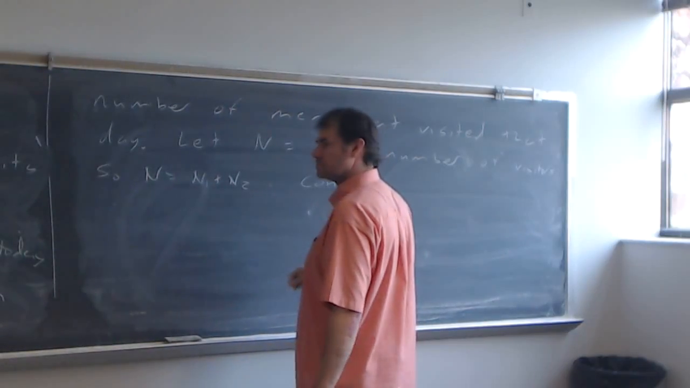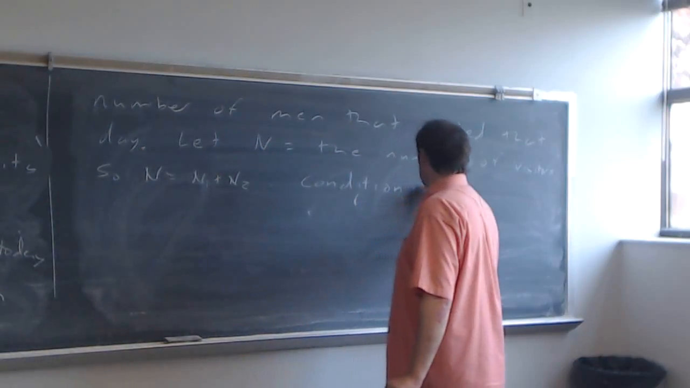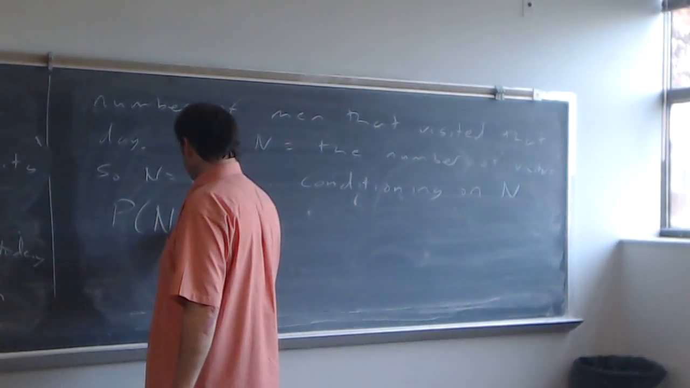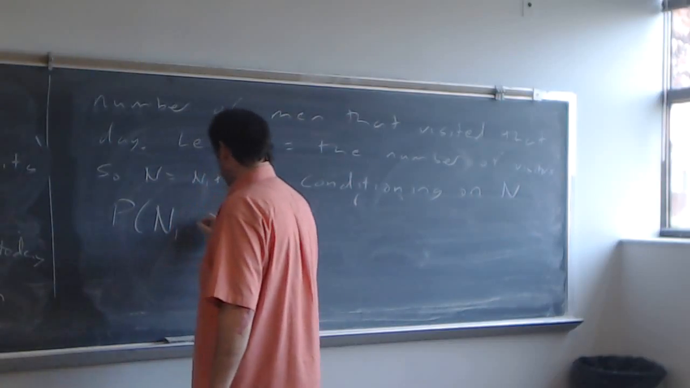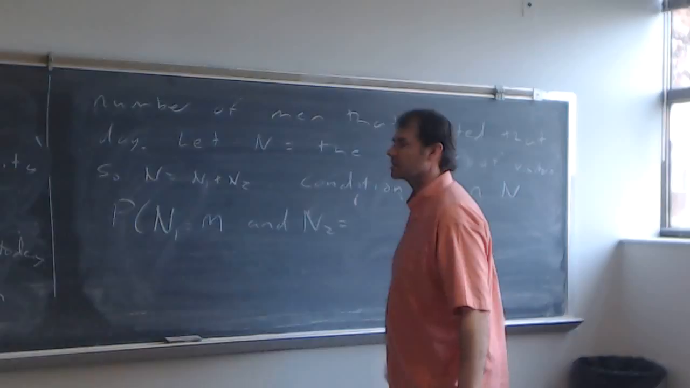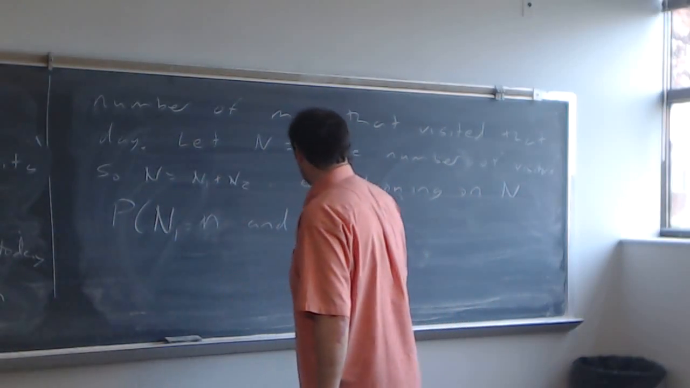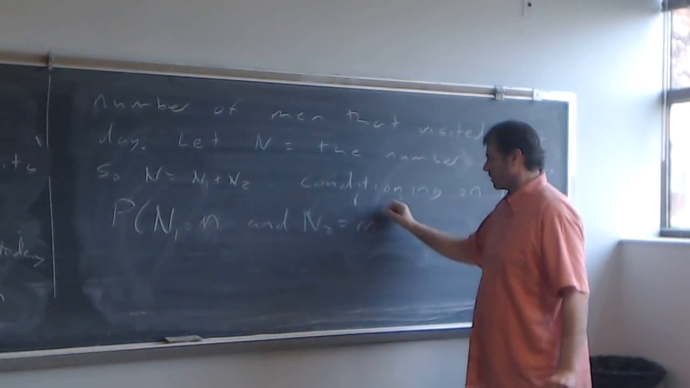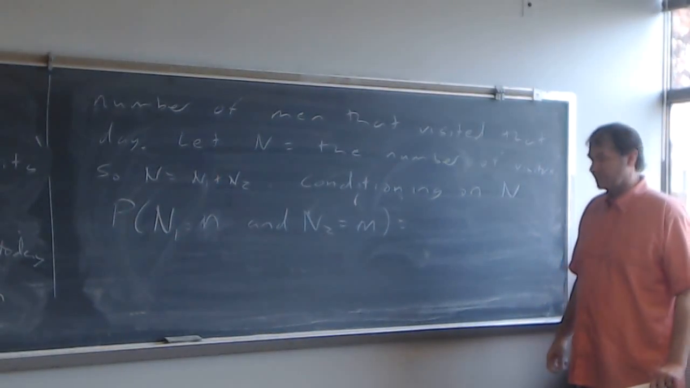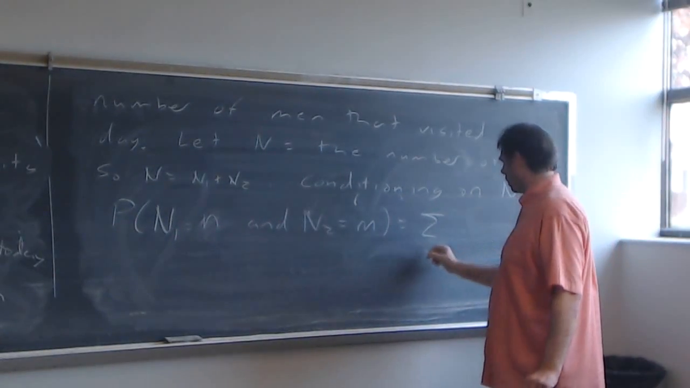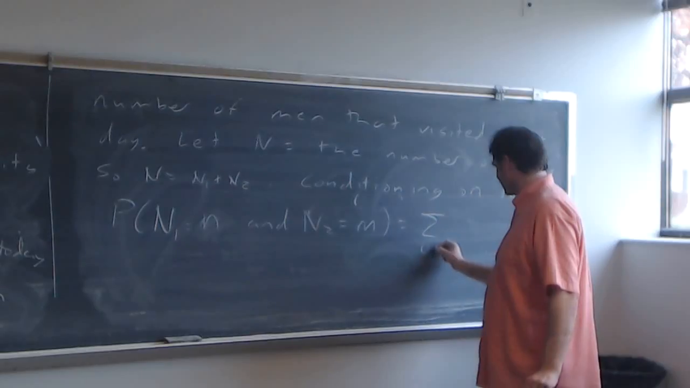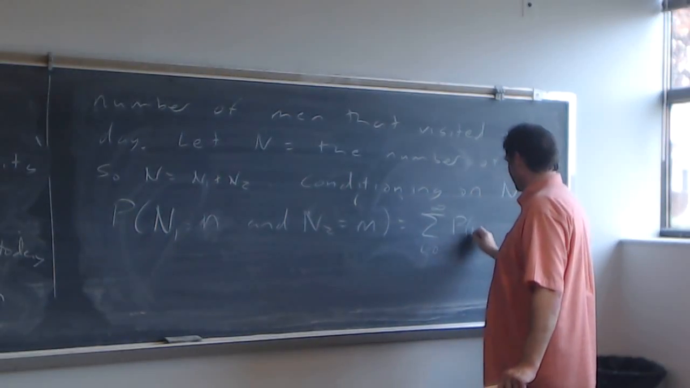So condition on N. First of all, here's what we want. The probability that N sub 1 equals n, so that's the number of women, exactly n women, and N sub 2 equals m, the number of men is m. This ought to be equal to, now, we're going to condition on big N, that's a discrete random variable, because that's Poisson distributed. So this is going to be a sum over all the output values for big N, which could be 0 to infinity, of the probability of n. You know what, I need more room.